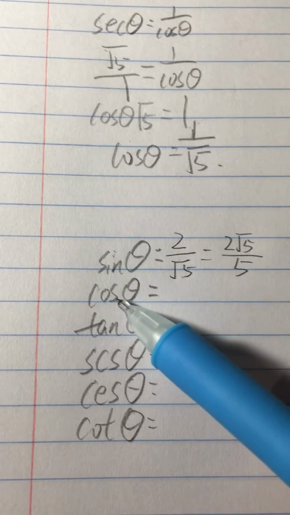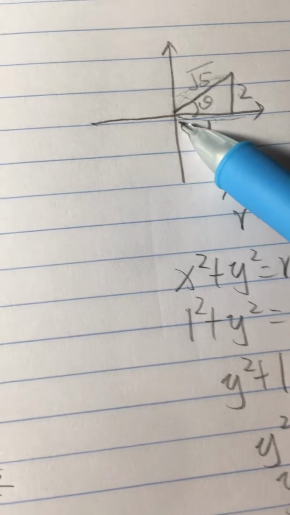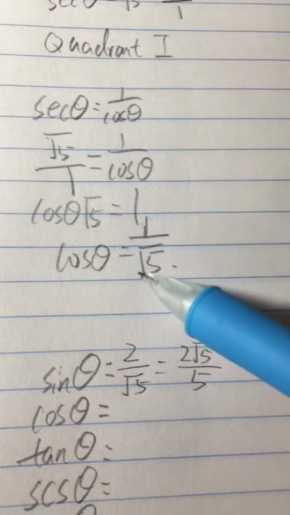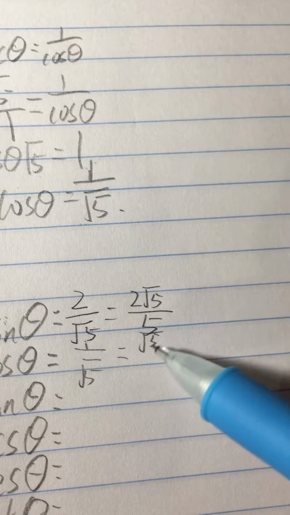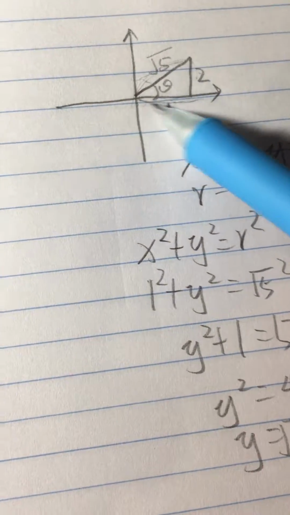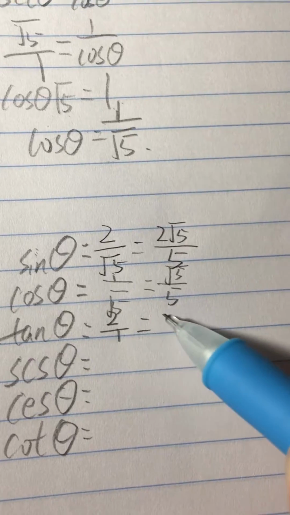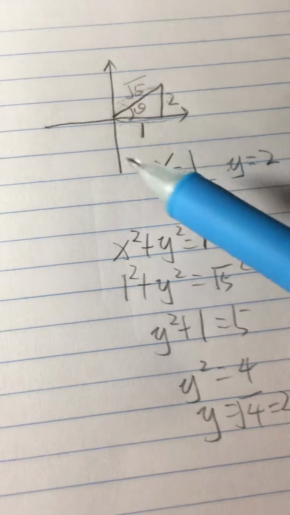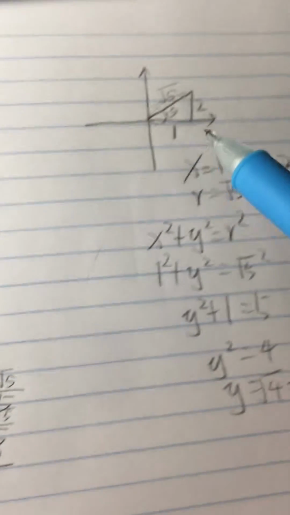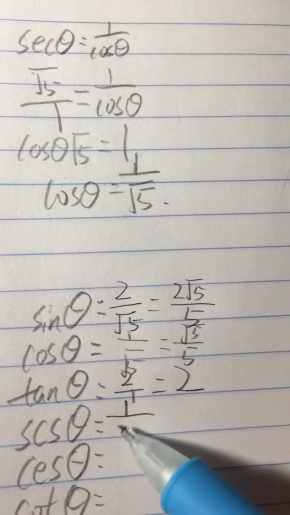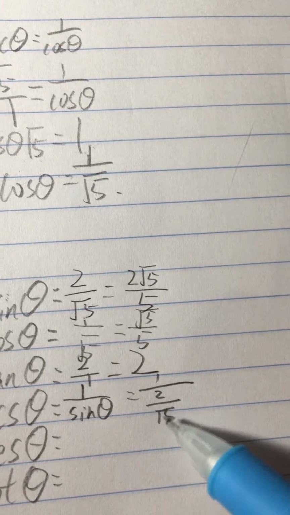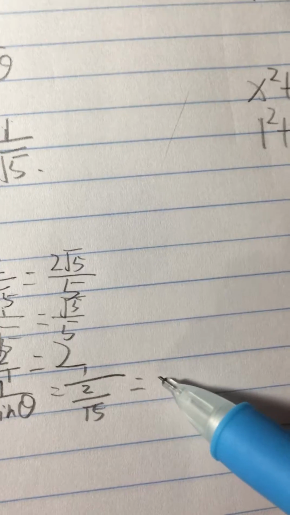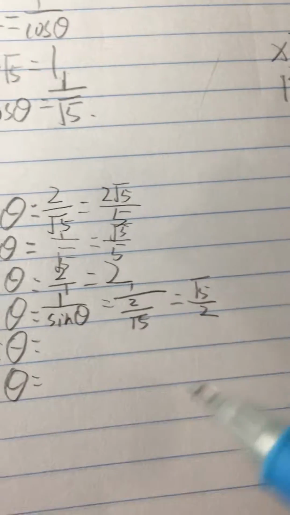The same for cosine theta, which we already saw is 1 over square root of 5, which is simplified to square root of 5 over 5. And tangent theta should be the opposite side over the adjacent side, which is 2 over 1, and we write 2. And the cosecant theta, which is 1 over sine theta, should be 1 over 2 over square root of 5, which we can write as square root of 5 over 2.